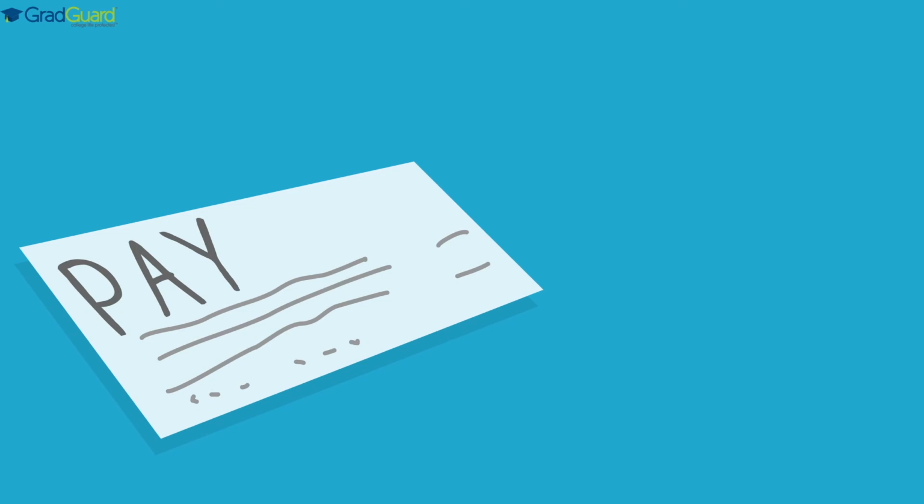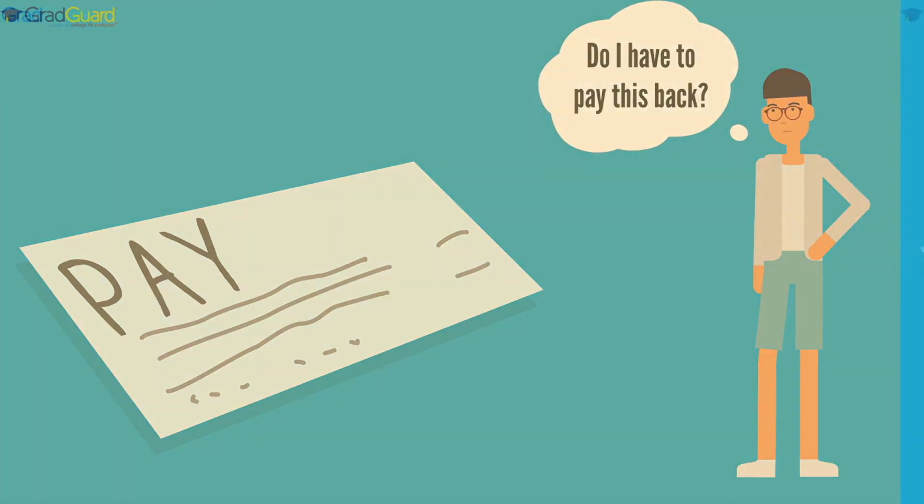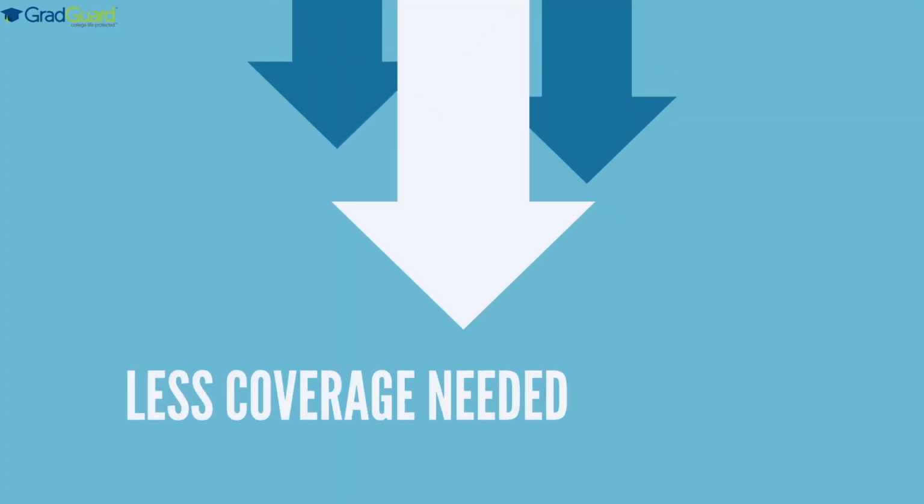When determining the amount of coverage you need, you shouldn't include items that you're not responsible to pay back. For example, some scholarships and grants do not have to be paid back if you withdraw and lower your overall cost of attendance. This will decrease the amount of tuition insurance coverage you need. If you're unsure, check with the scholarship or grant provider.